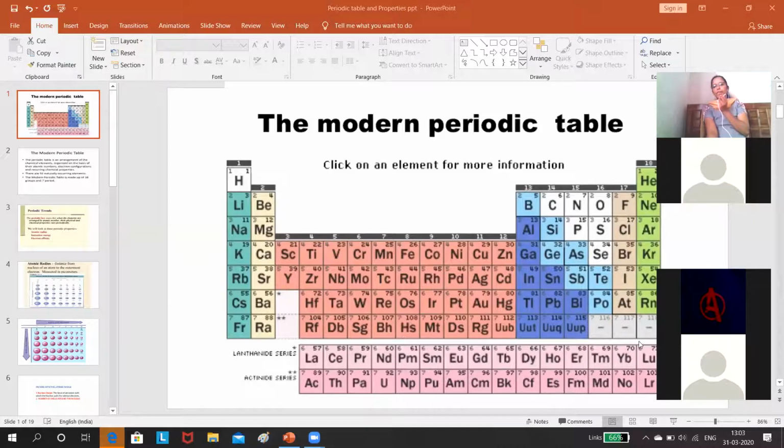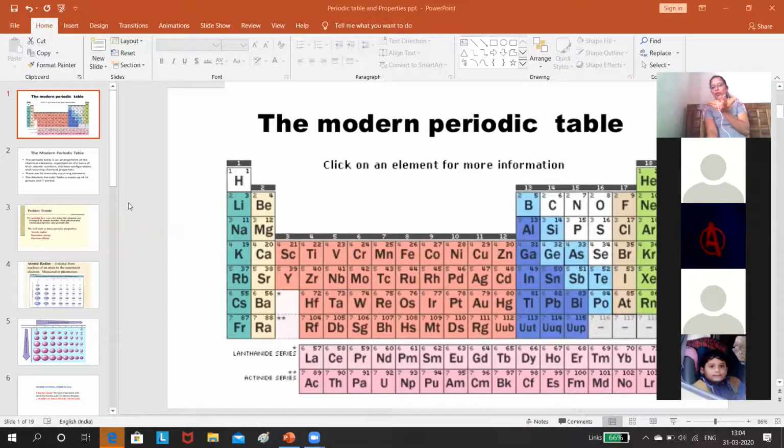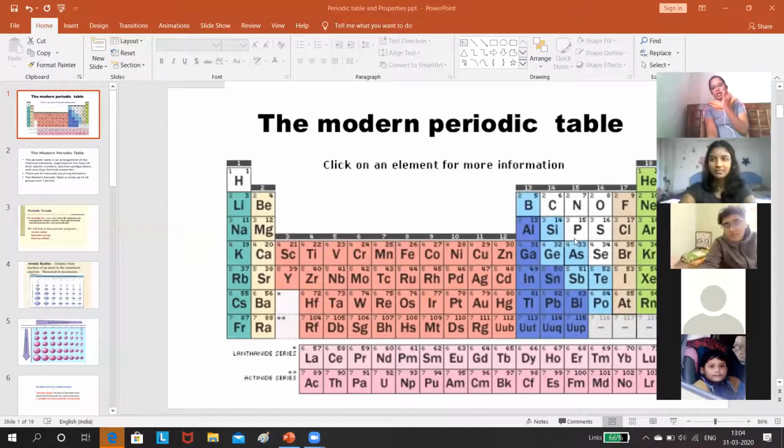Now, is it clear? It is clear that on the left side they are metals, on the right side they are non-metals. So what is happening to metallic property across a period? Decreasing. The metals here, they are non-metals. So now, what is meant by metallic property?